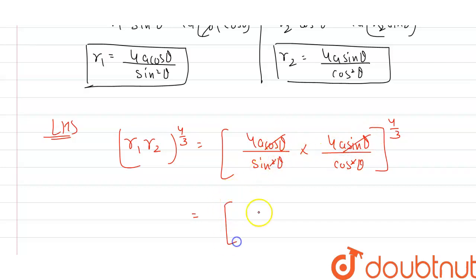We are left with 16a, and here I have divided by sin theta into cos theta. There's a square, so I can write it as sin theta with the product of cos theta, and having the power of 4 by 3. Let's suppose this is my equation number 1.